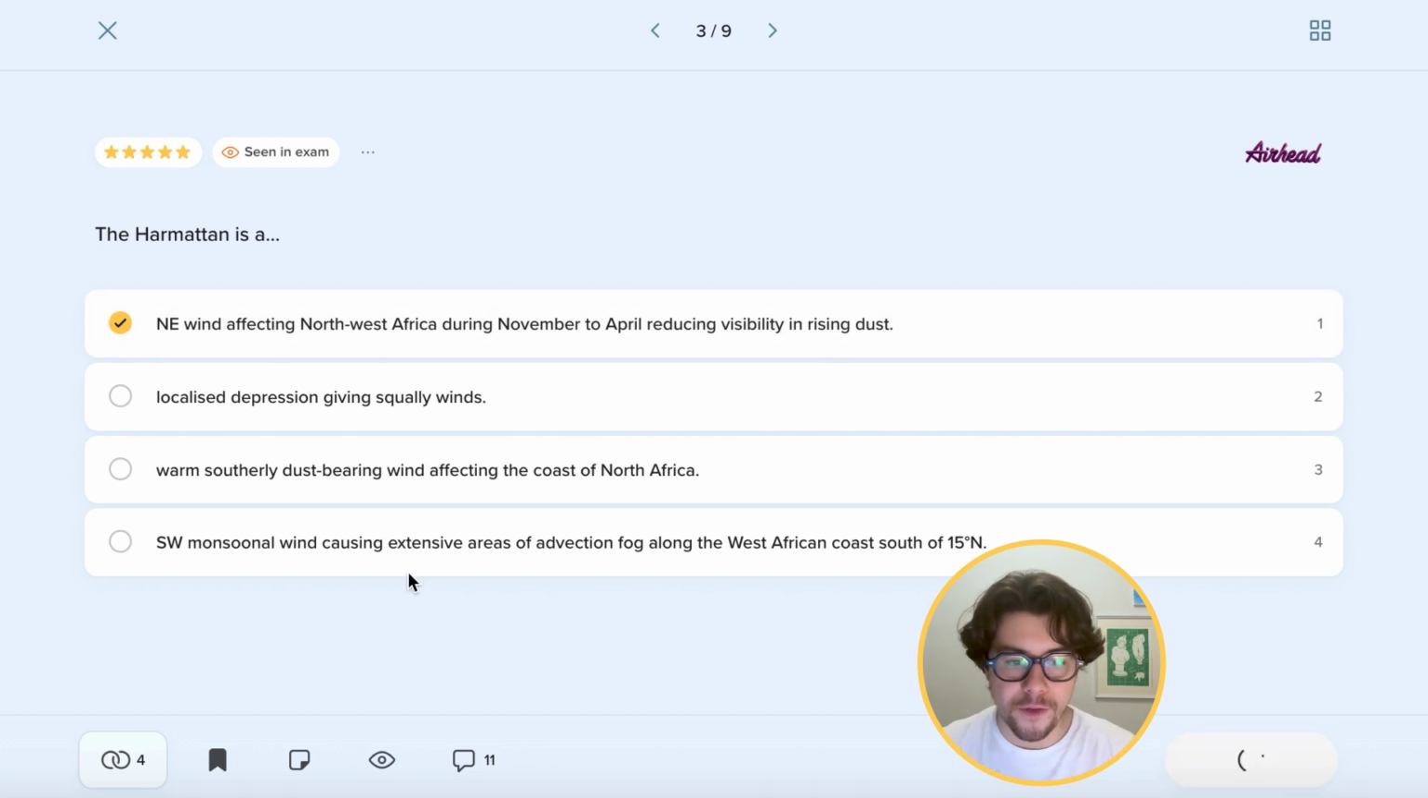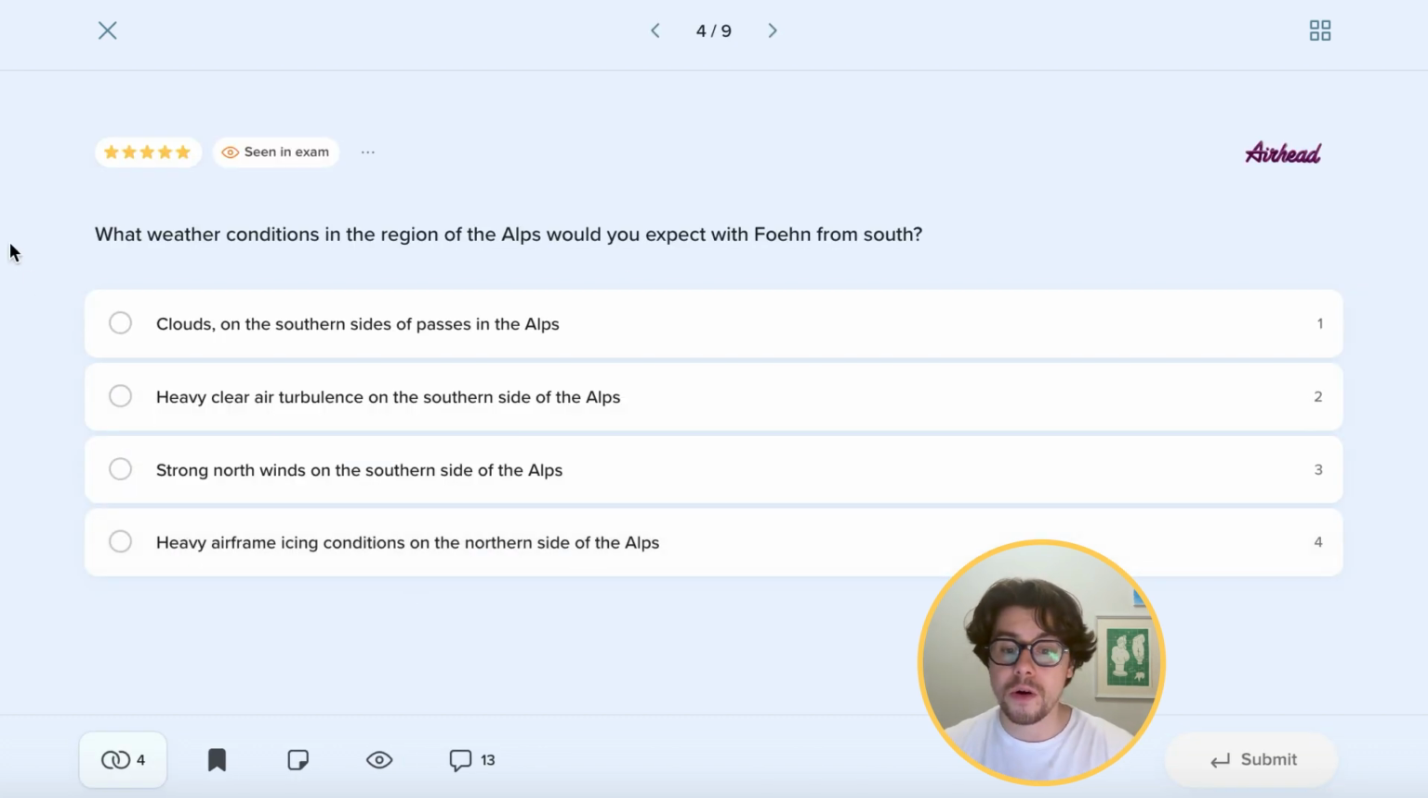For question number 4, what weather conditions in the region of the Alps would you expect with Foehn wind from south? So again, the Foehn wind. The Foehn can have many names. It's called, for example, Chinook in northern Canada and the States.